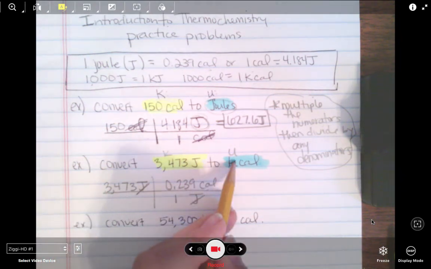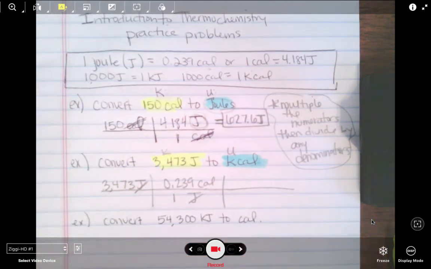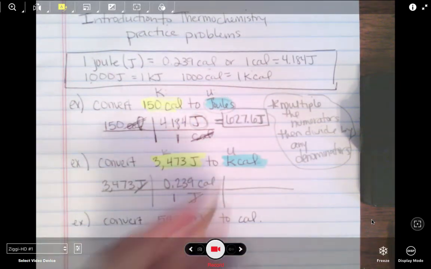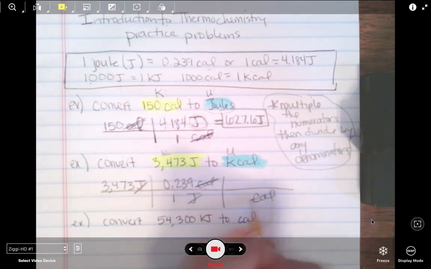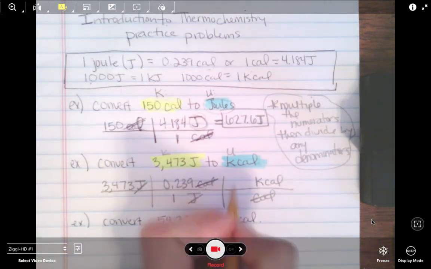I haven't reached kcal yet, so I'm actually going to have to set up another T. So extend it out. And then I know that 1,000 calories equals 1 kcal, or kilocalorie. So again, I have to pull the unit down so that those cancel out, and I know that I need to go into kcal, so I'll put that up top. And I know that 1,000 calories equals 1 kcal.